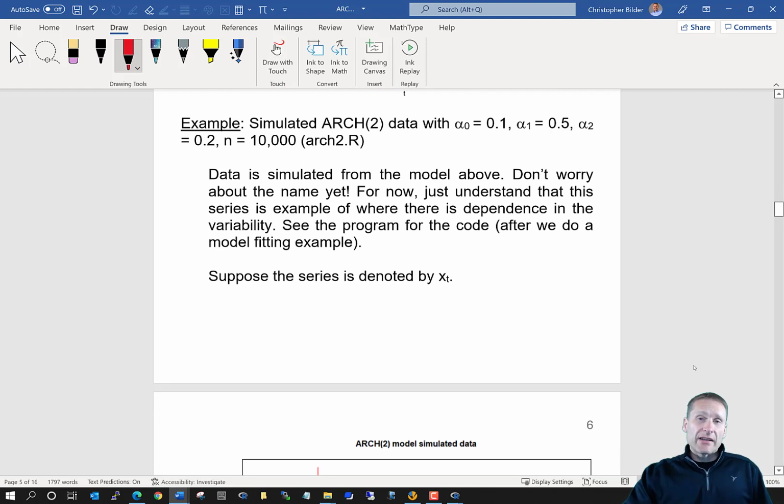Let's also take a look at a simulated time series that has this property as well. Don't worry about these particular settings that I'm putting up here right now, other than I have a sample size of 10,000.